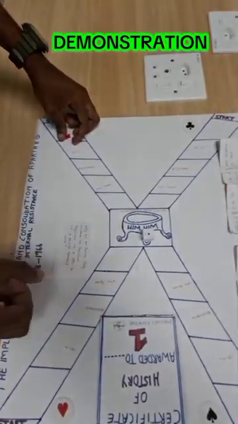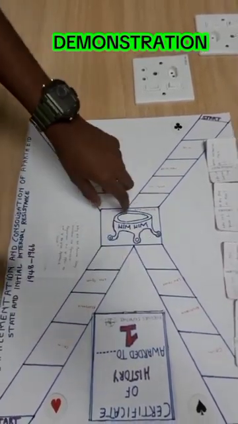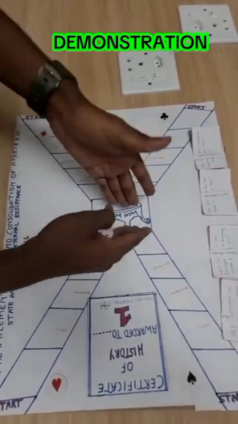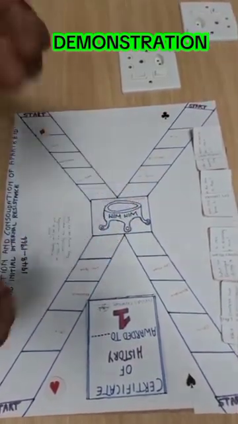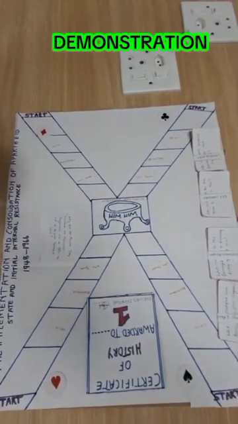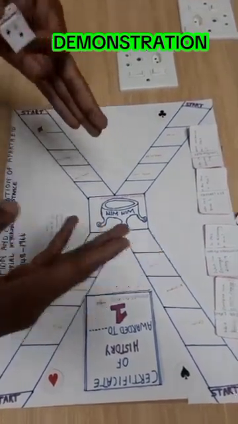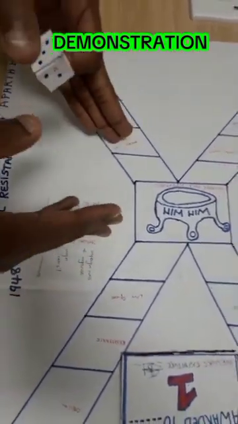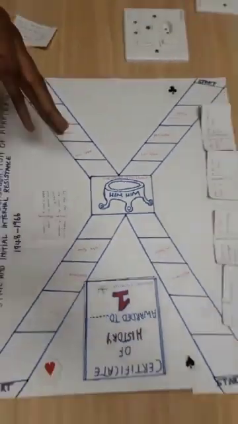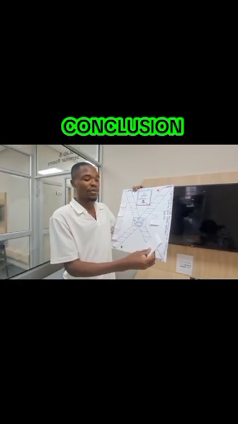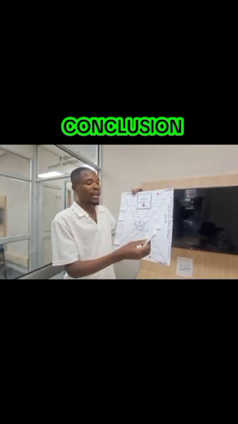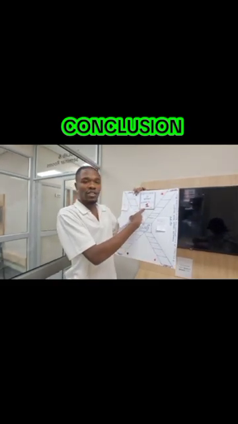The winner, the first one to reach the victory over apartheid, the first one to land on the crown will be crowned the winner. If you have a tie, we go back to the specialized questions until we have only one winner. The game ends when a team reaches the crown box, which is this one, and it says Victory over Apartheid. The winner of the history game will get a history champion certificate.